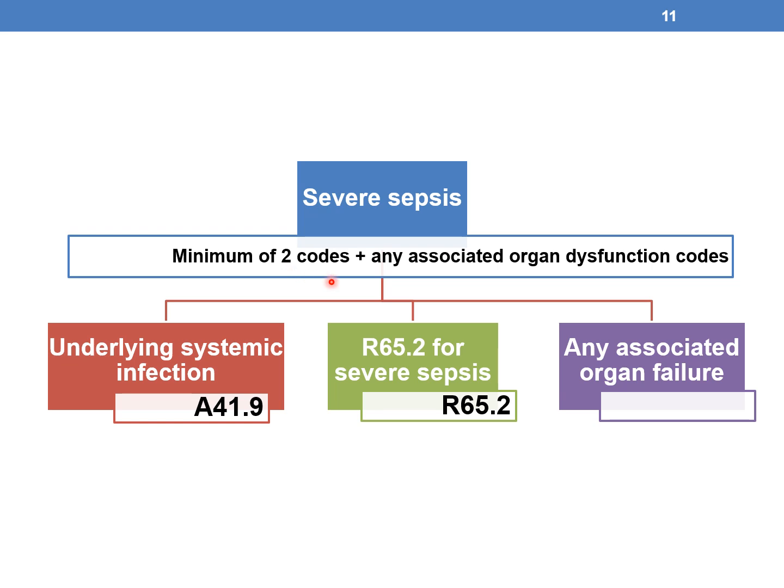As you can see, a minimum of 2 codes plus associated organ dysfunction codes. Underlying systemic infection for A41.9 if it is unspecified, followed by R65.20 for severe sepsis without septic shock and any associated organ failure. For example, respiratory failure, renal failure, etc.